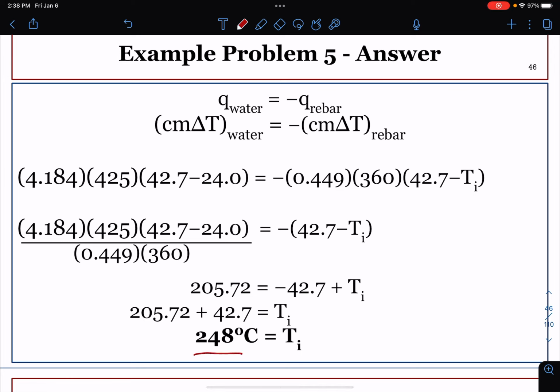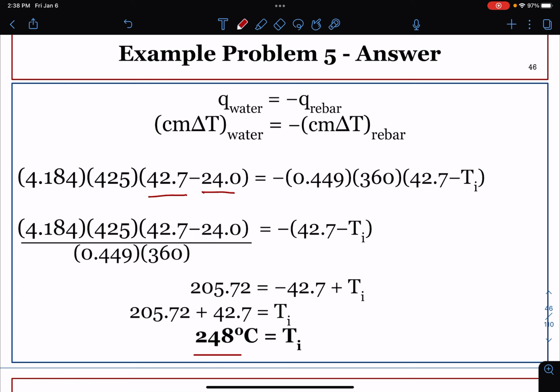This answer is a reasonable answer because if you think about it, the water started out at 24 degrees Celsius, which is around room temperature water. And then just by dropping in a hot piece of metal, the water increased to a temperature of 42.7, which is kind of like a warm coffee, or kind of a hot coffee even.